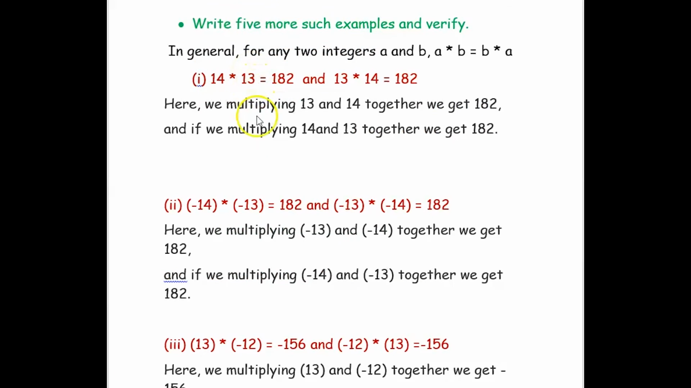So in general, for any two integers A and B, A into B is equal to B into A. This is the commutative property for multiplication of integers. We want to verify this statement, A into B is equal to B into A. So now I am taking an example: 14 into 13, which is equal to 182. So if we multiply 13 and 14 together, we will get 182. Now I am finding B into A, that is 13 into 14. If you multiply 14 into 13 also, you will get 182. So we can say that A into B is equal to B into A.